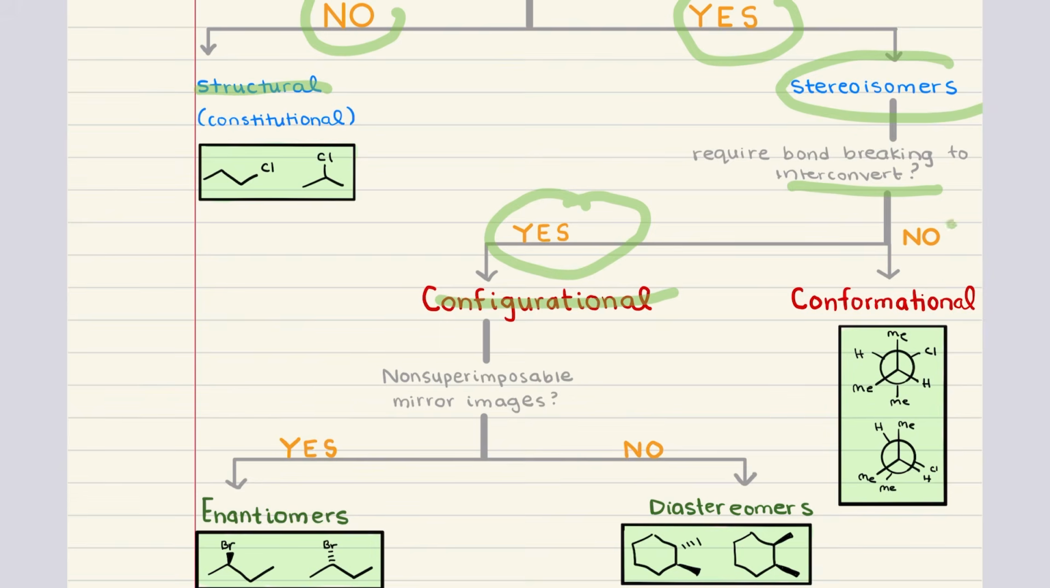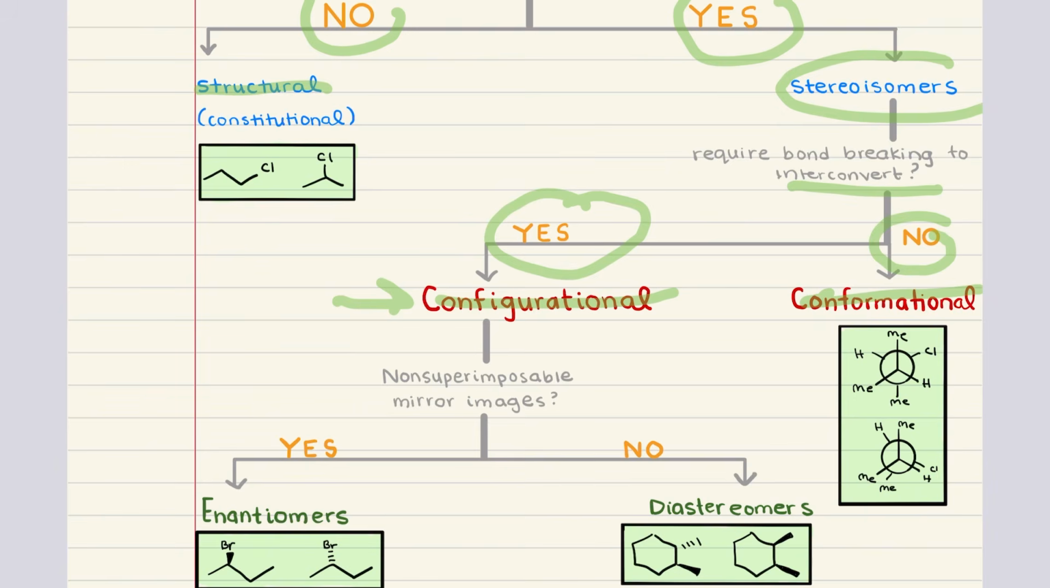If the answer to that question is no, and no bond breaking is required, then we have conformational isomers, which are different arrangements of the molecule that can be achieved by simply rotating around single bonds. Now let's go back to configurational isomers. These are isomers that cannot interconvert without breaking bonds.